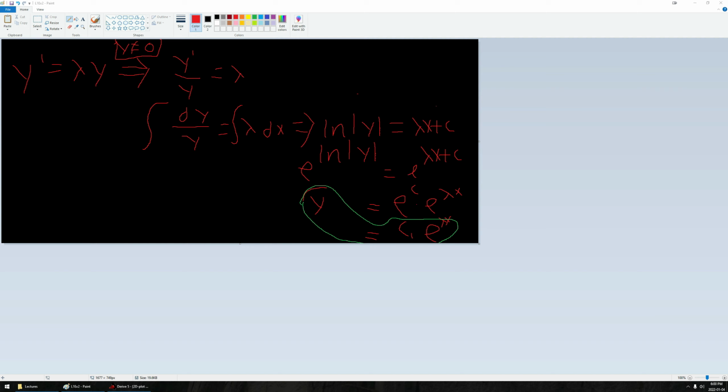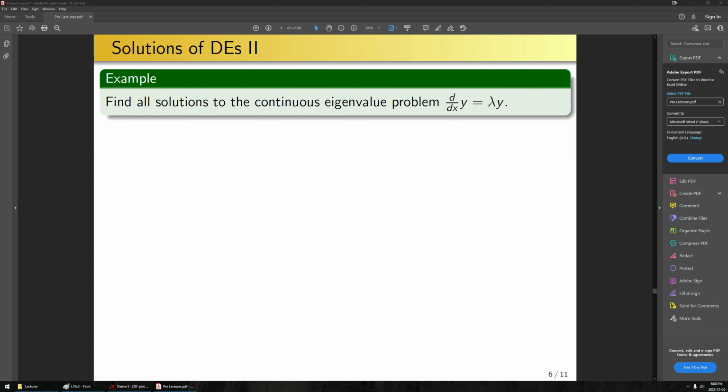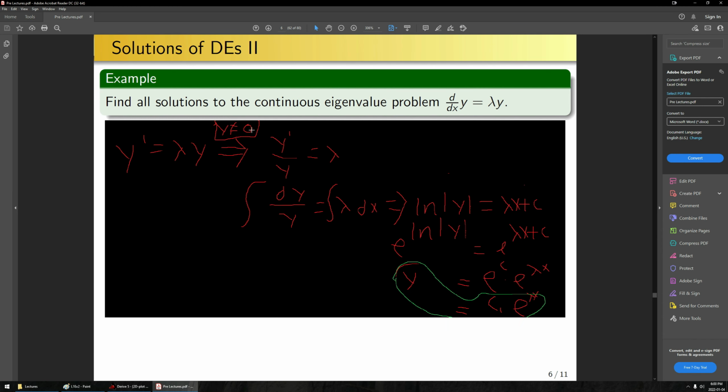And do note, after I'd solved the equation, when I wanted to handle this y is equal to 0 case, I simply plugged it into the equation to verify that it was a solution. In general, that's how you verify that something is a solution to a particular differential equation.